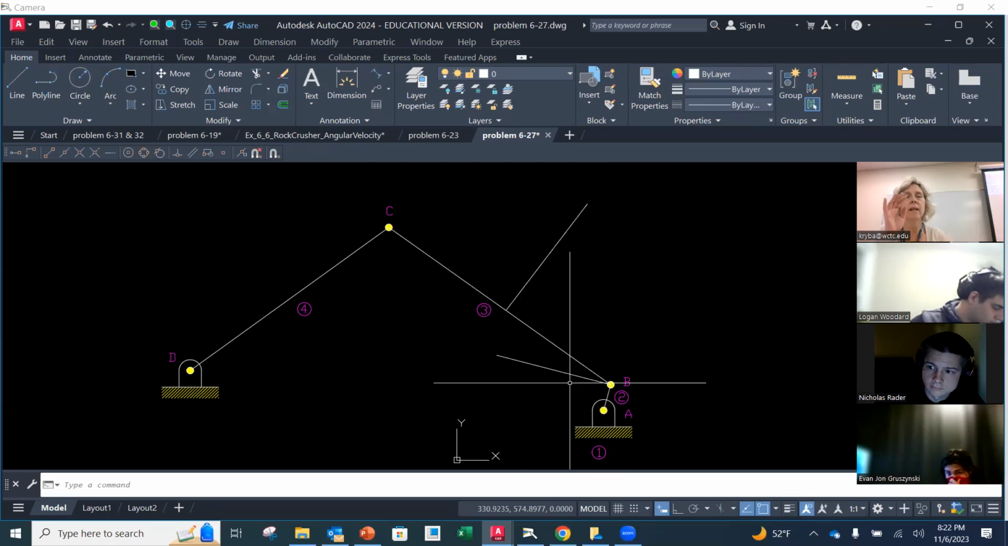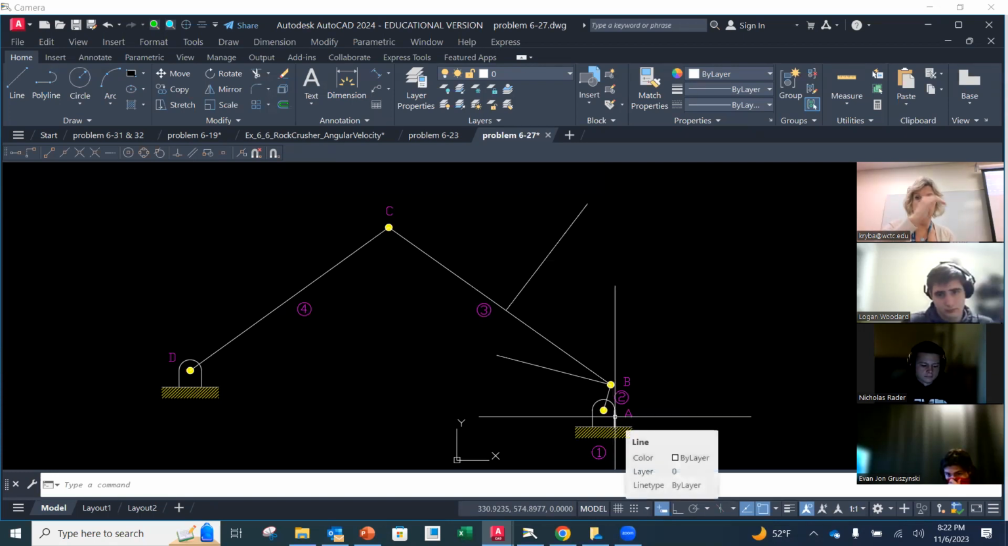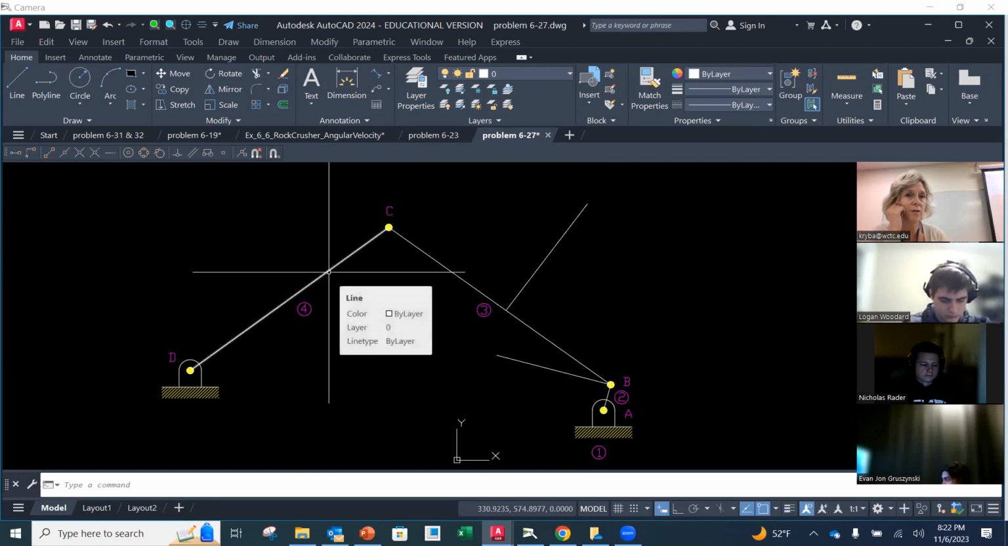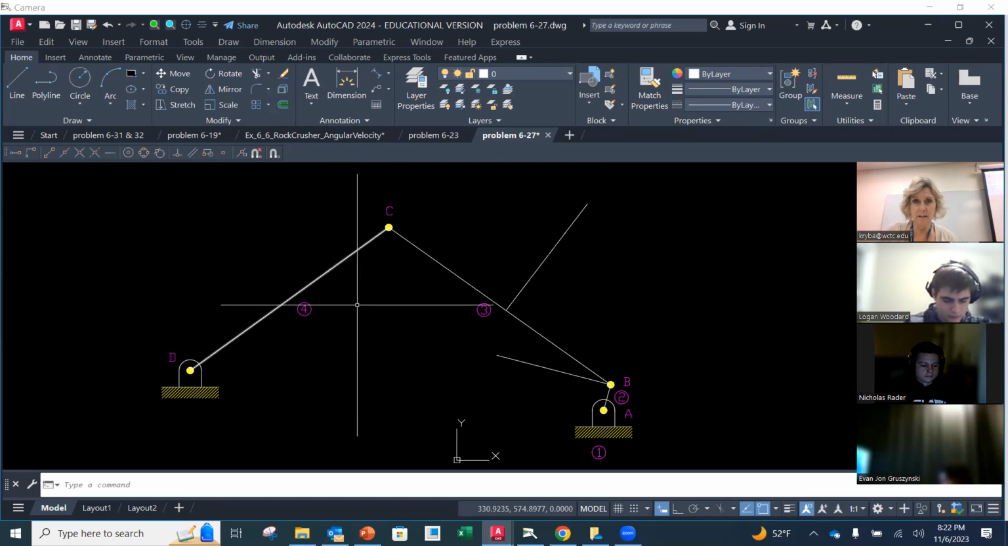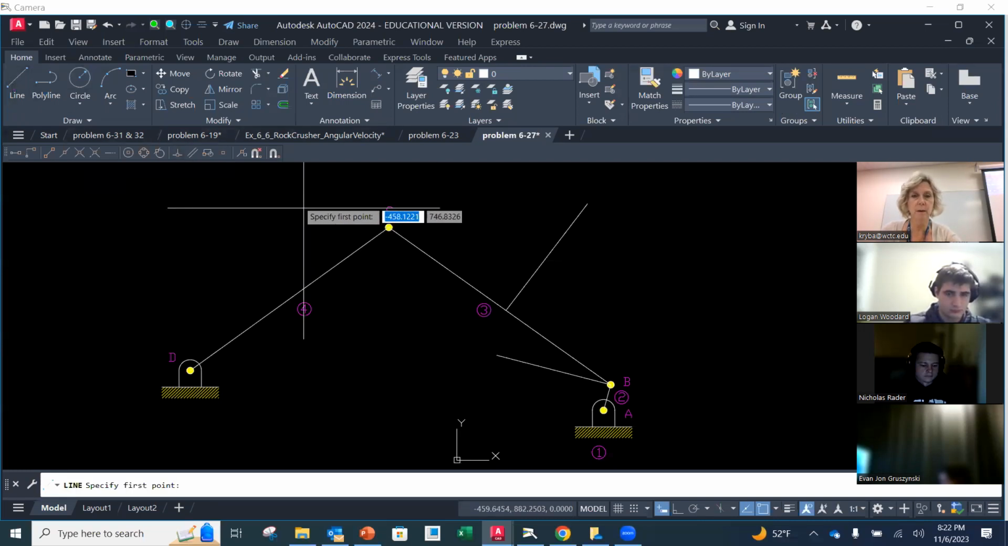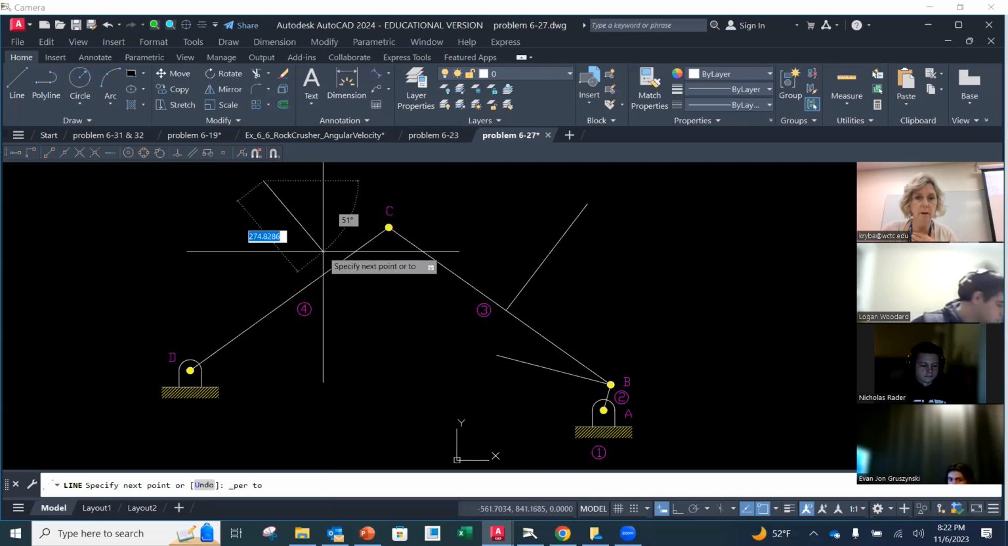Now, if the rotational velocity of link number 2 is going in a counterclockwise direction, so it's going this way, then which way do you think the angular velocity or the rotation of link number 4 is going to be, clockwise or counterclockwise? Counterclockwise as well, right? If that's the case, counterclockwise this way, then the velocity of C needs to be up and to the left, perpendicular to link number 4. Agreed? Okay. So that is going to be from here, perpendicular.